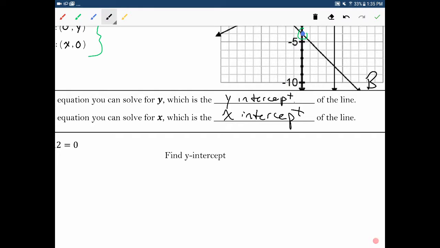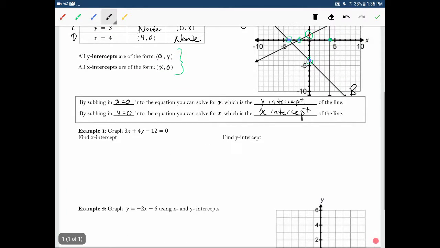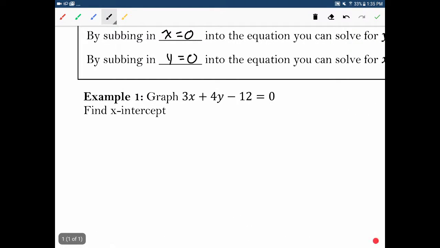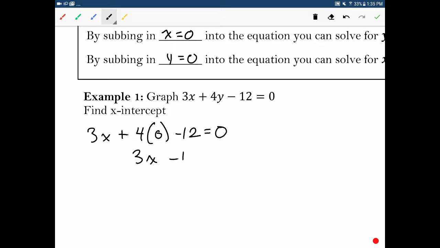All right, so let's take a look at this first example here. We've got 3x plus 4y minus 12 equals 0. Nice standard form there. We're going to start with our equation, but we're finding the x-intercept, so instead of a y value, we're going to write 0. What is 4 times 0? The answer, of course, is 0. So we're just left with 3x minus 12 equals 0.